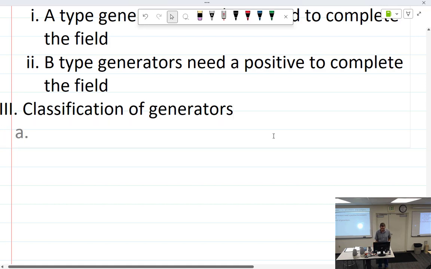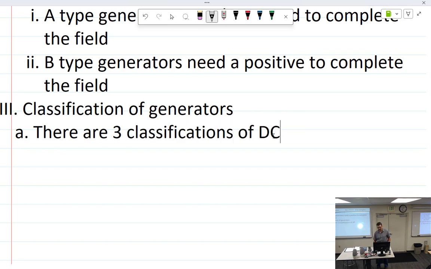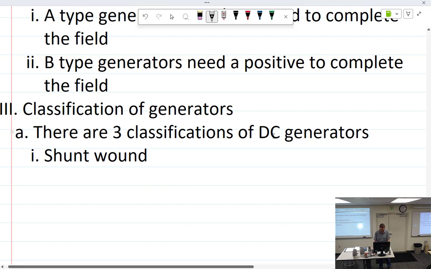Classification of generators. There are three classifications. DC generators. Let me make sure I'm specific. We're talking about DC generators, and that's pretty much all we're talking about right now. So three classifications. There is the shunt wound. What does shunt mean? Parallel. Right on.